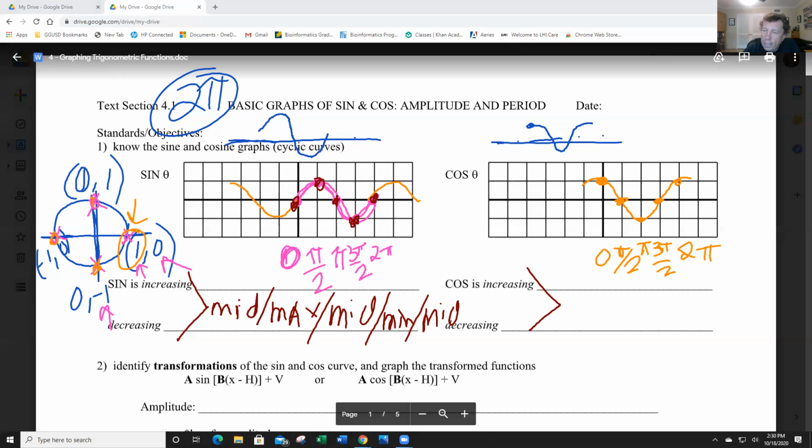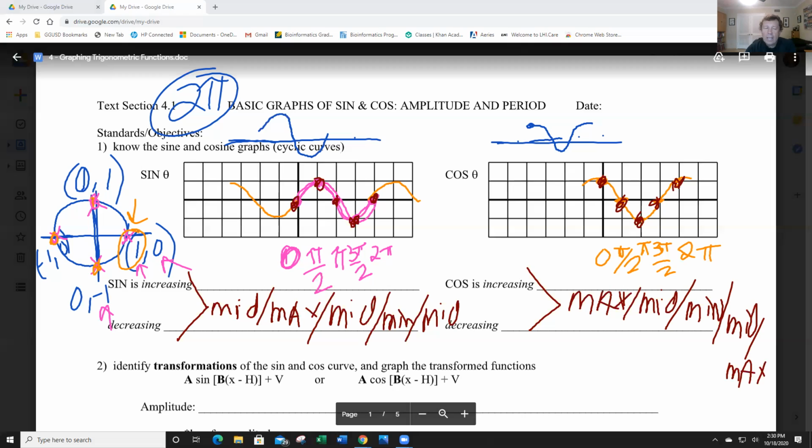For cosine, it starts at its max. As you can see, I'm coloring that in twice. Then it goes to the mid, right there. Then it goes to its minimum. Then it goes to its mid. And then it goes to its max, right there, okay?